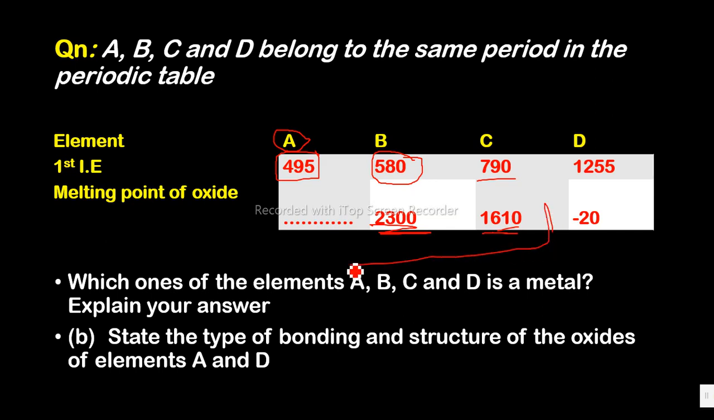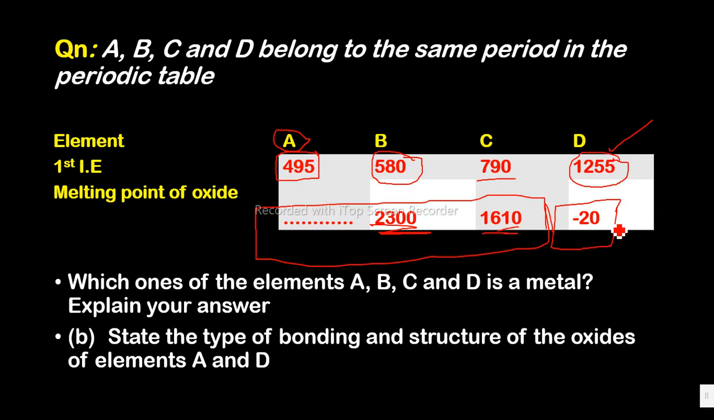So these 3 elements, their melting points are high. But for this one, you see, its first ionization energy is so high, but the melting point is so low that it is even a gas at room temperature. What does that mean? Since the energy required to remove the very last electron, the outermost electron, is high, it means the outermost electron is strongly bound onto the nucleus of that atom.